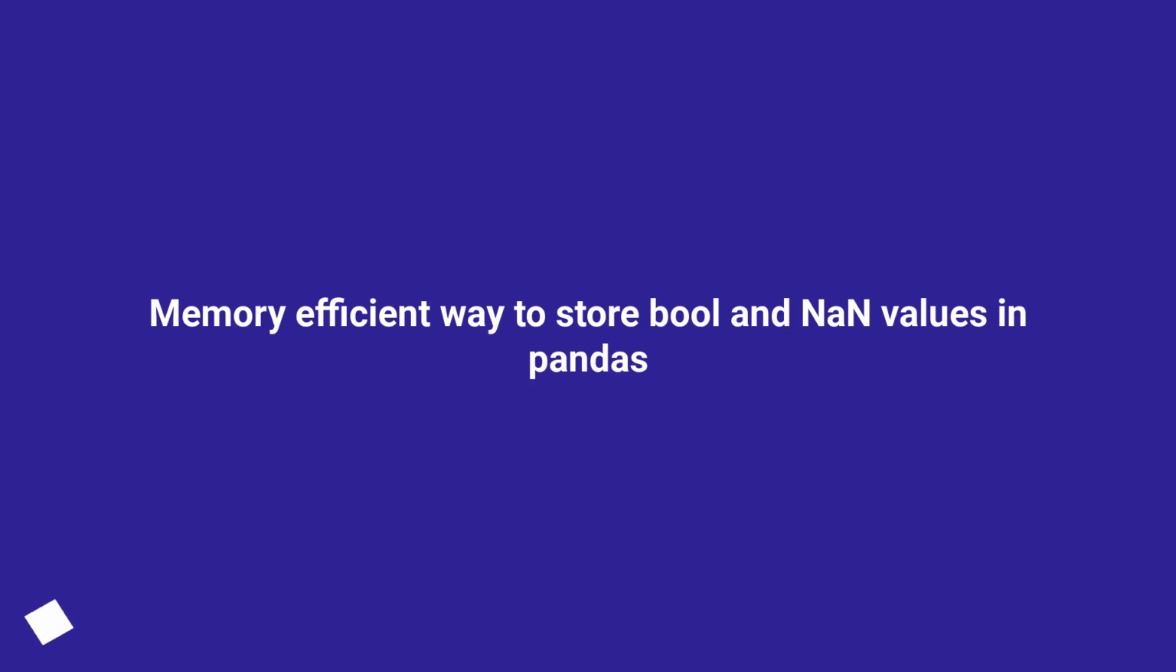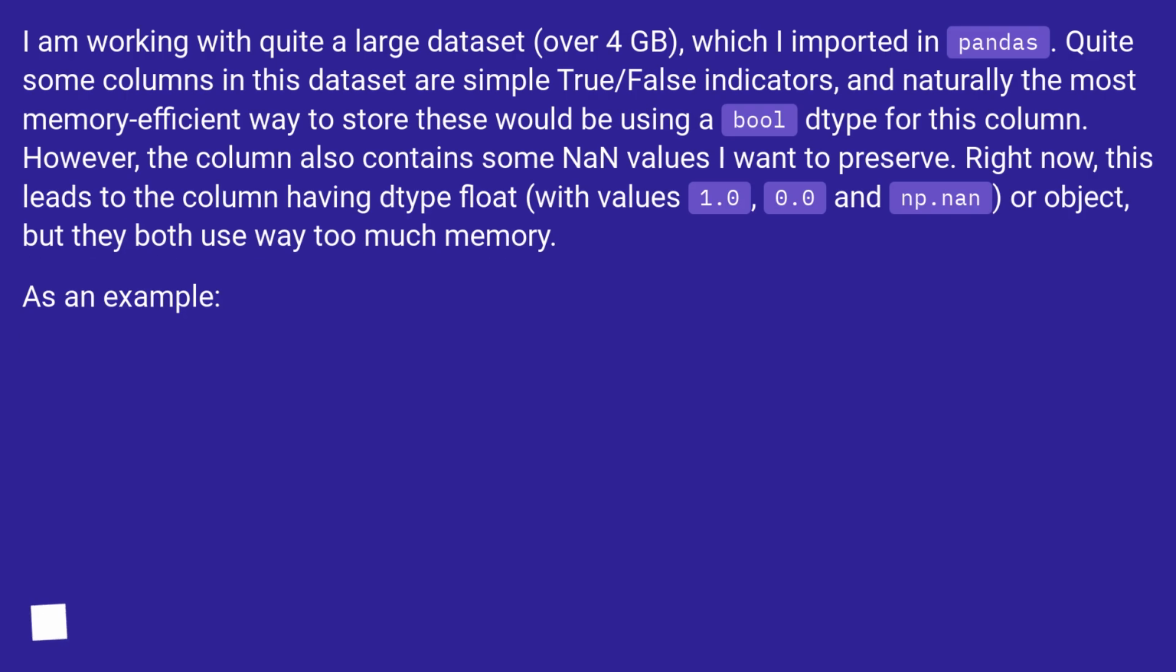Memory-efficient way to store bool and NaN values in pandas. I am working with quite a large dataset, over 4 GB, which I imported in pandas. Quite some columns in this dataset are simple true/false indicators, and naturally the most memory-efficient way to store these would be using a bool dtype for this column. However, the column also contains some NaN values I want to preserve. Right now, this leads to the column having dtype float, with values 1.0, 0.0 and np.nan, or object, but they both use way too much memory.